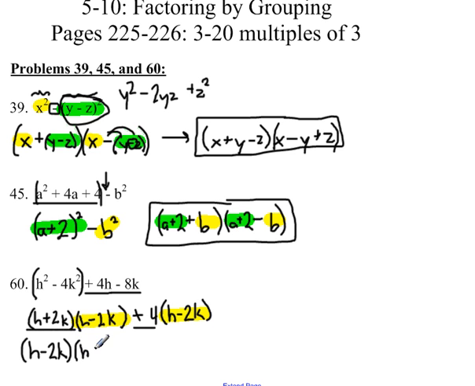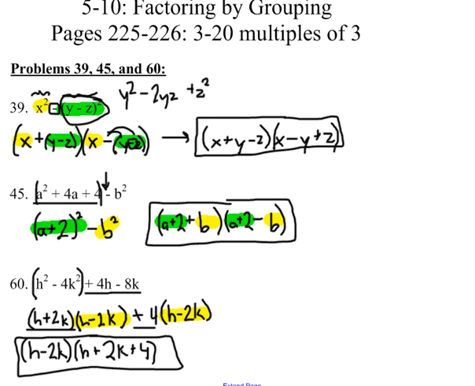So put h plus 2k and then just insert that plus 4 right after that. And that's where you quit. And so that was pretty quick.